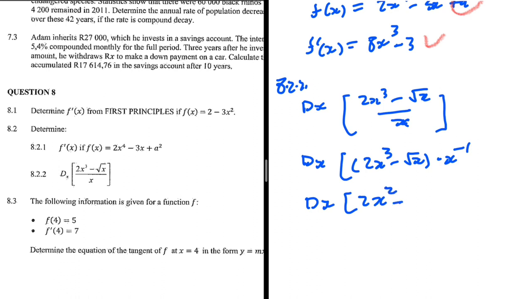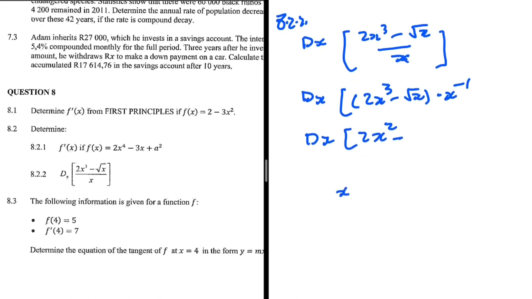We're going to get 2x, and then we add the exponents, 3 plus minus 1, that is 2, and then minus x. Well, square root of x is the same as x to the half, and then we're multiplying by minus 1. So this is going to be half plus minus 1, which is minus a half. Okay, so here we're going to have minus x to the power minus a half.